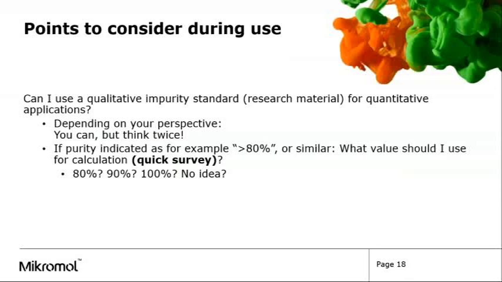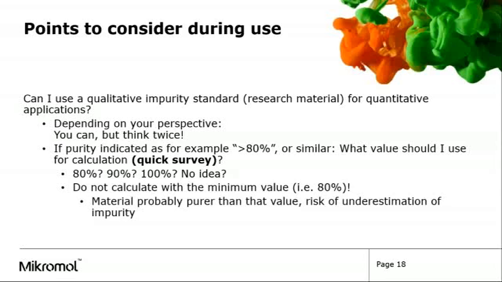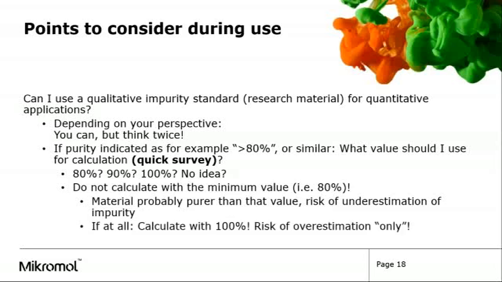Okay. Well, this is always very interesting to illustrate the confusion that can come about with a question like this. And basically, the answer is to not calculate with the minimum value of 80%. And why would we not want to do that? The thought is that the material may be and is probably purer than that value, and you risk underestimating the impurity in the sample if you use a value of 80%. And if at all, it would be better to calculate with 100%, because there the risk is that you would overestimate the amount of impurity in the sample.